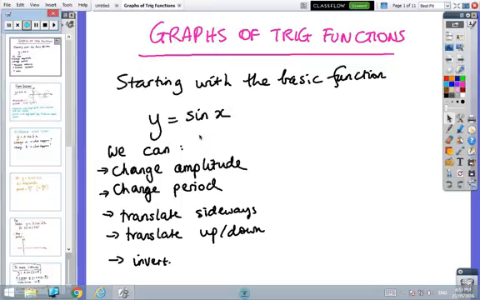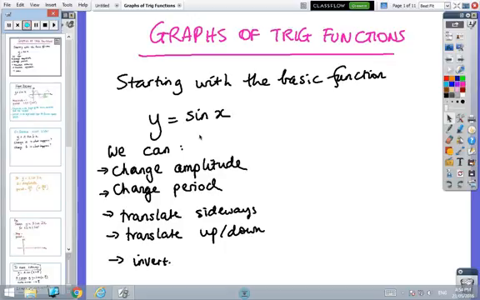Okay, so we're looking now at the graphs of trig functions, and I'm going to start with the basic curve y equals sine x. Obviously, all these other things can apply to cos x and to tan x, but it's highly likely that you'll only ever get asked about sine x or cos x because they're a bit easier to draw. When we make changes, we can change the amplitude, we can change the period, we can translate it sideways, left or right, or we can translate it up or down, or we could turn it upside down. So these are the changes we're looking at.